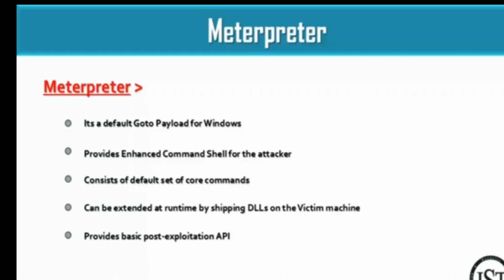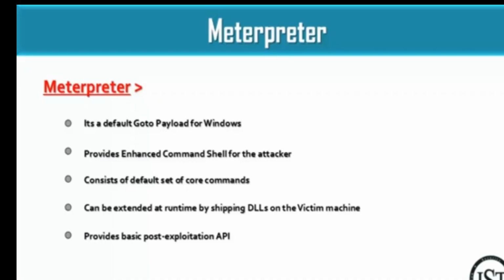Meterpreter is often called the default go-to payload for the Windows operating system. This can be leveraged as a payload after exploitation. Meterpreter can be considered a post-exploitation tool. The best part of the Meterpreter is that it doesn't create a new process, and it completely resides in memory. So there is little chance of detection, and it doesn't write any data to the disk.